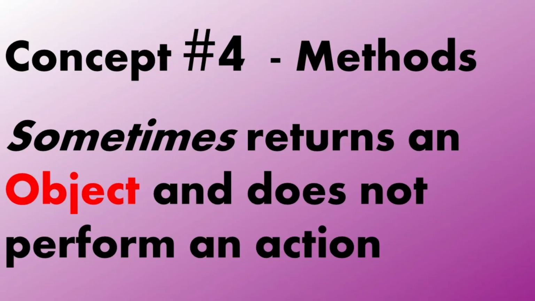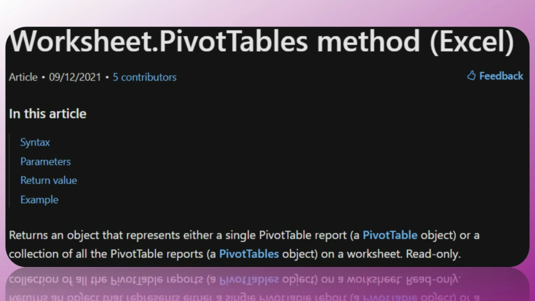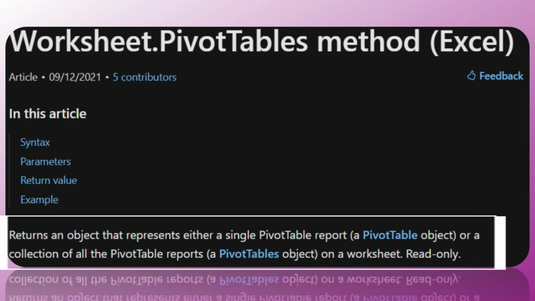The caveat to methods is the same as that of properties. Occasionally, calling a method will not perform an action, but rather return an object. Here is an example of the worksheet pivot tables method. If you simply attempt to call this method in code, it will fail. That's because it doesn't perform an action. Instead, calling this method will return either a single pivot table object or a collection of them.